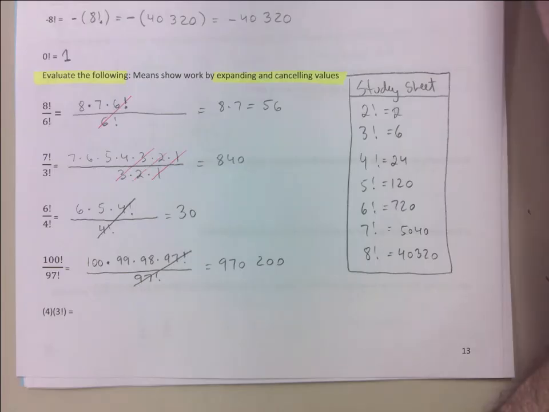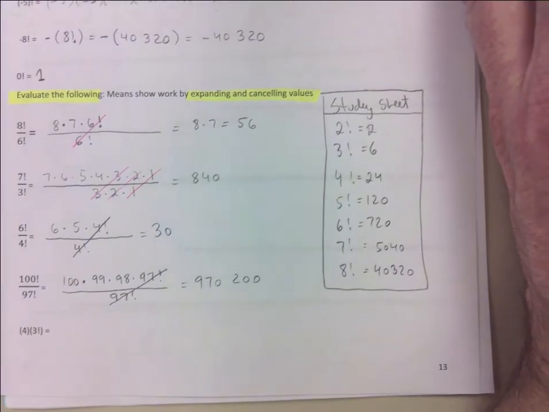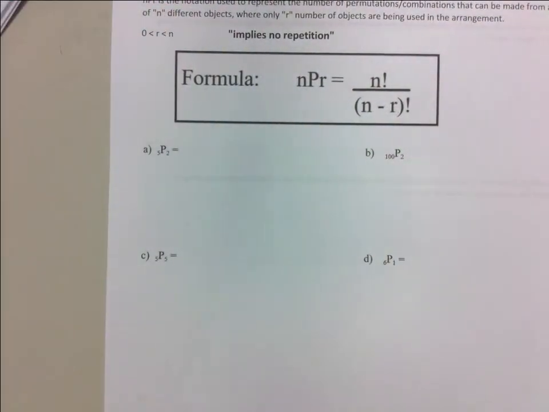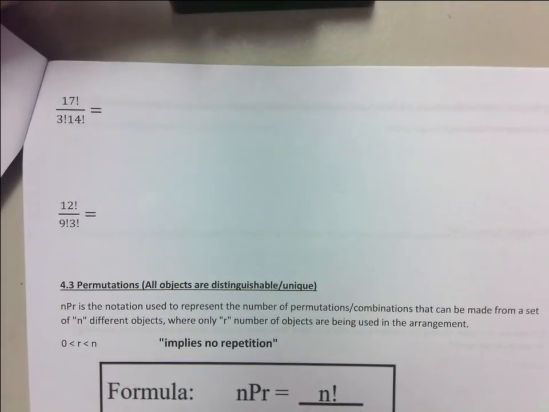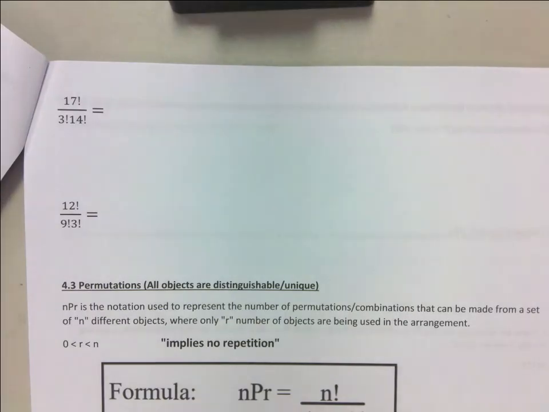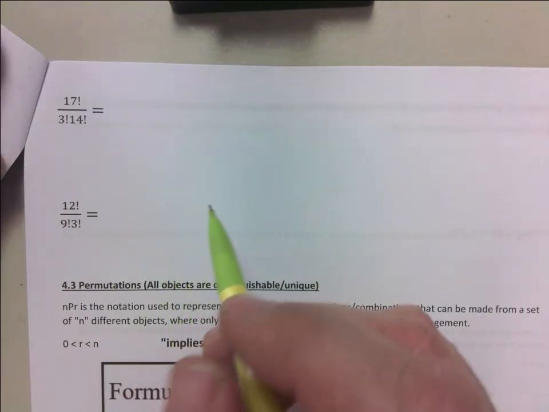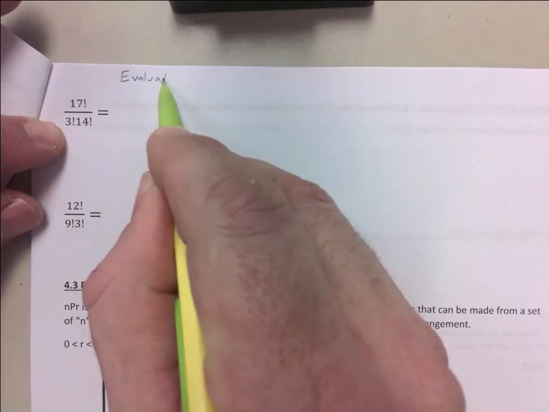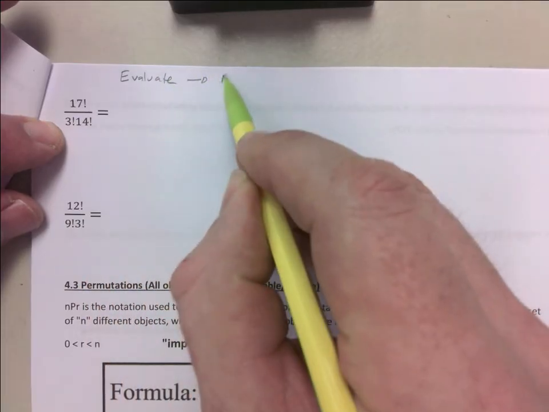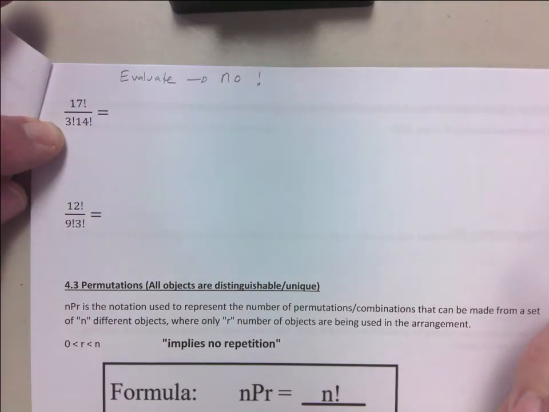Let's go to 14. This is the one I would like you to be prepared for. It will show up. It'll be worth a mark most likely. Go to 14. And let's say this reads evaluate this expression. I'll tell you this. Evaluate means no factorials, okay?